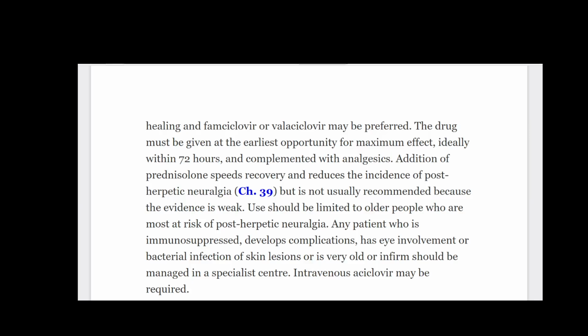Any patient who is immunosuppressed, develops complications, has eye involvement or bacterial infection of skin lesions, or is very old or infirm should be managed in a specialist center. Intravenous acyclovir may be required.